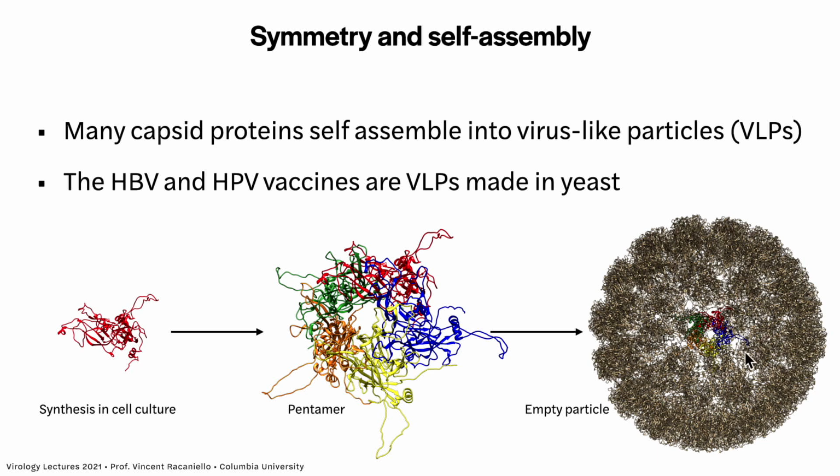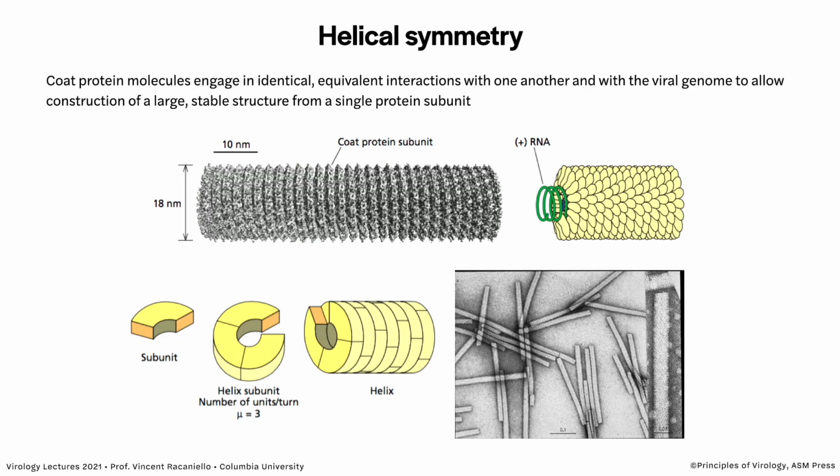It's remarkable, and we make vaccines out of this, and they work very well. These are 2 very good vaccines. So the symmetry and self-assembly we have taken advantage of to make vaccines. All right, so first, helical symmetry.